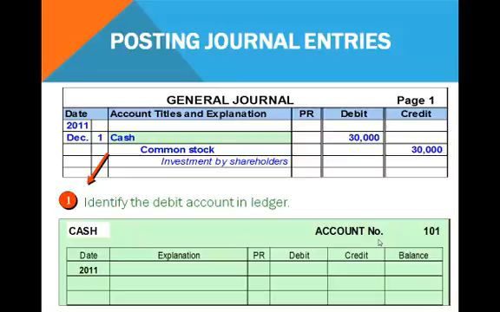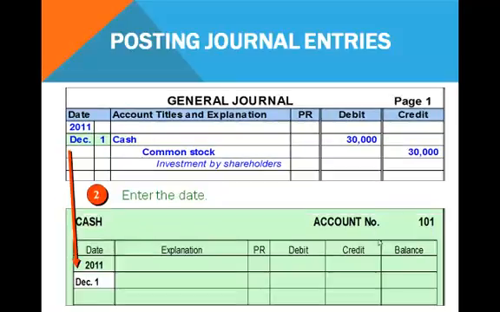First, we find the proper account in the general ledger. In our example, we're using the cash account. So we found the page, if we're talking about a paper journal, for cash. We transfer the date, December 1st, to the date column in the general ledger.